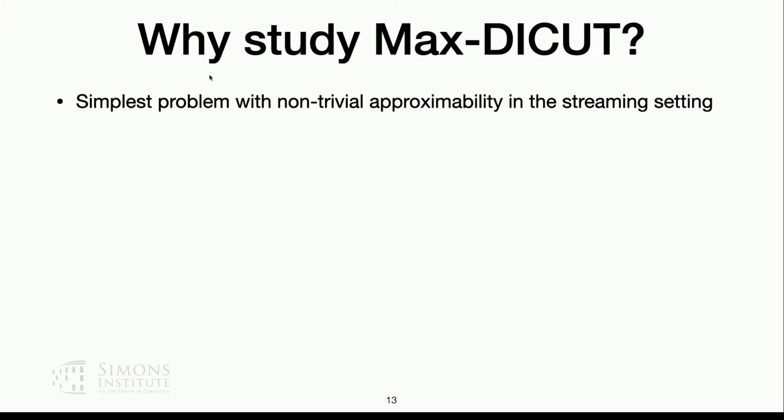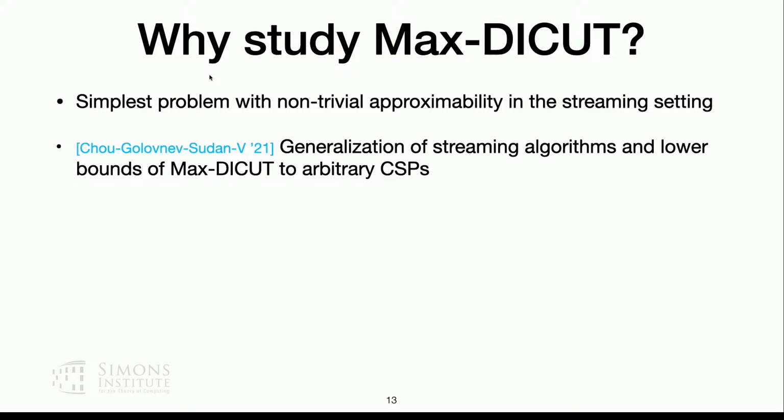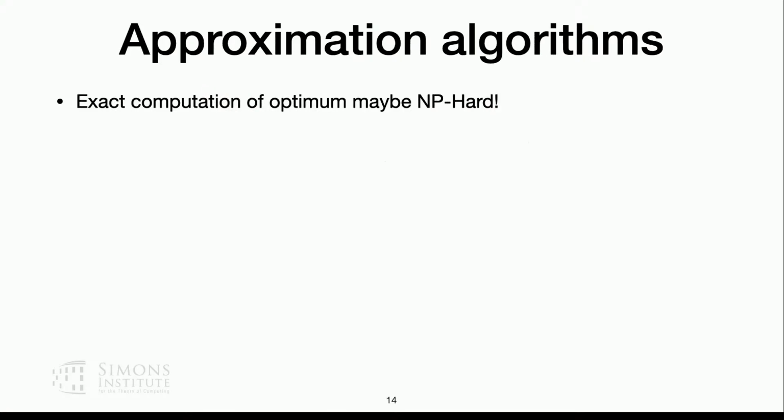And we'll shortly see what that means. And we also were able to generalize the streaming algorithms and lower bounds for Max-DICUT to arbitrary CSPs. The hope is that if we study optimal algorithms and lower bounds for Max-DICUT, hopefully we can lift it to all CSPs and thus obtain very general algorithms, which is why my interest is on studying Max-DICUT and then work on generalizations to arbitrary CSPs. Okay. So this is what I was alluding to earlier.